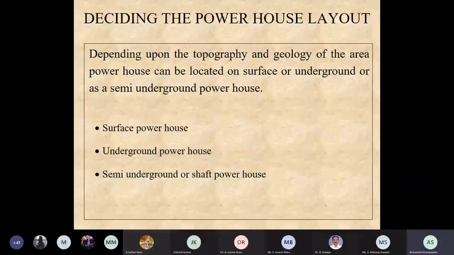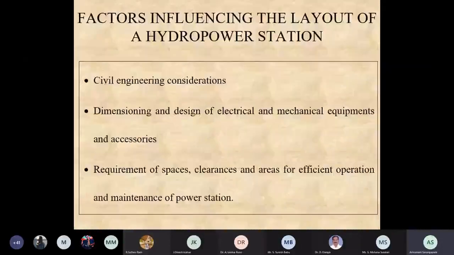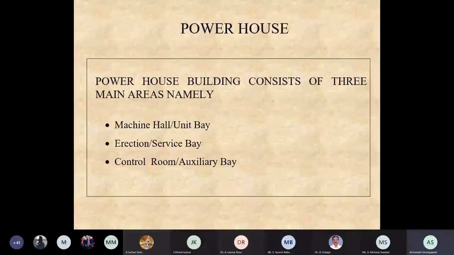The factors that influence the layout of the hydropower section are civil engineering considerations, dimensions and design of the electrical and mechanical equipment and accessories, requirements of space clearance, area, and efficient operation and maintenance of the power station. The powerhouse's main things are the machine hall, where we will have the machines, the turbine and generator. This is called the machine hall.